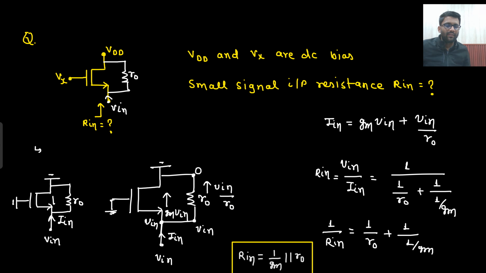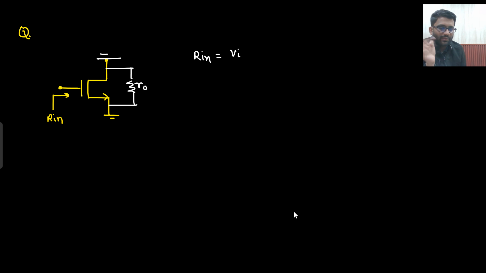Right? So now what do I need to find? I need to find this R in. What will R in be? DC bias is shorted. DC bias is gone. Here there is R naught present, between these two nodes, there is R naught present. But the DC bias is gone.